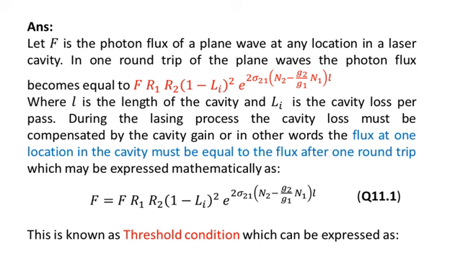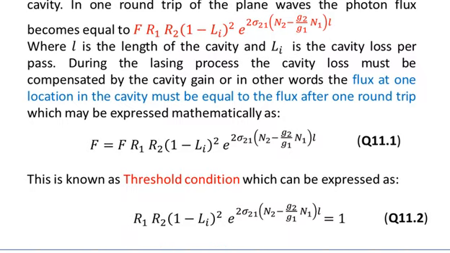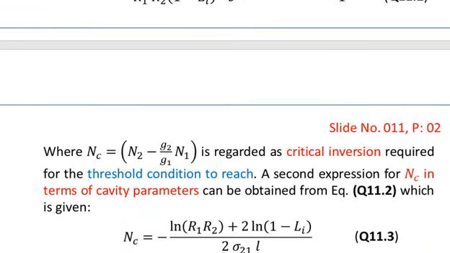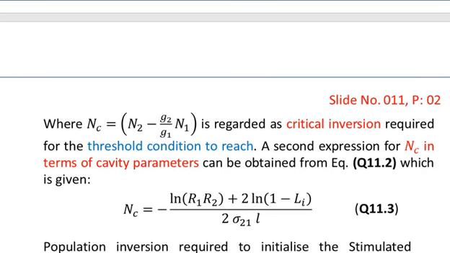So equation 11.1 is F is equal to F times R1 times R2, and the square of 1 minus Li multiplied by the exponential factor. This is known as the threshold condition, which can be expressed as follows. So you see that we can express the simplified version of equation 11.1 in equation 11.2, which is very straightforward. Here Nc is equal to N2 minus g2 over g1 times N1, and is regarded as the critical inversion required for the threshold condition to be reached.